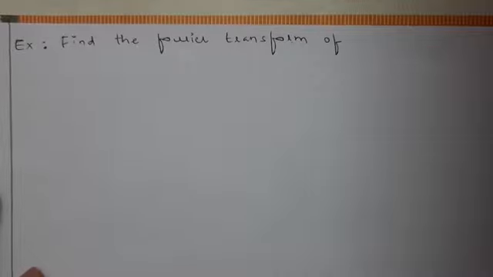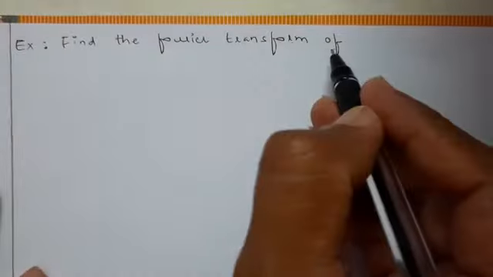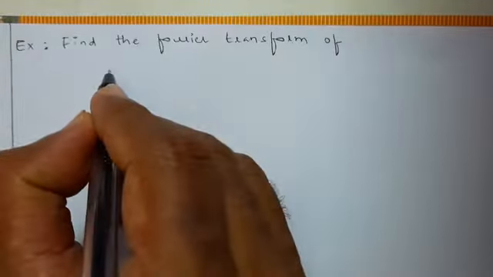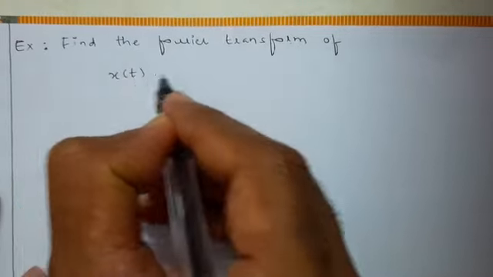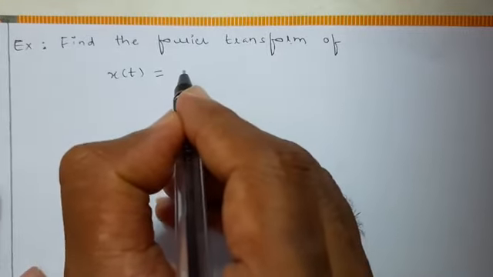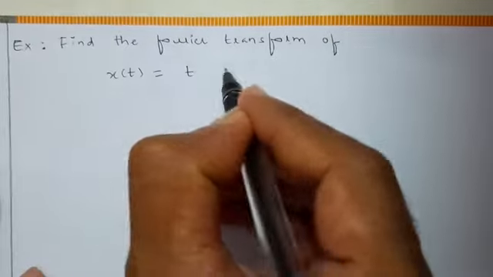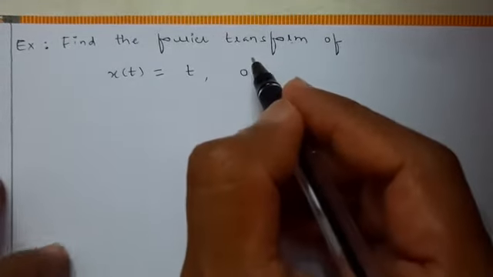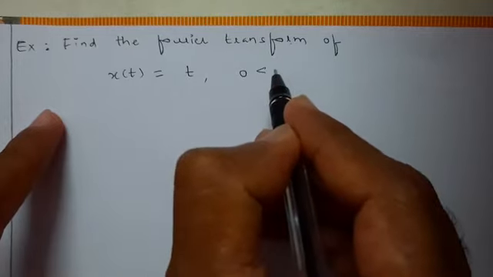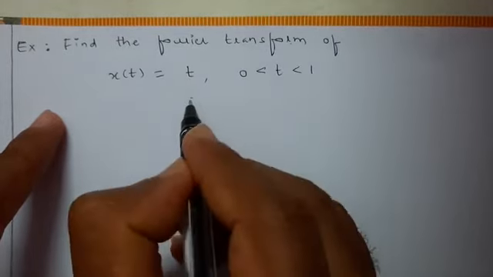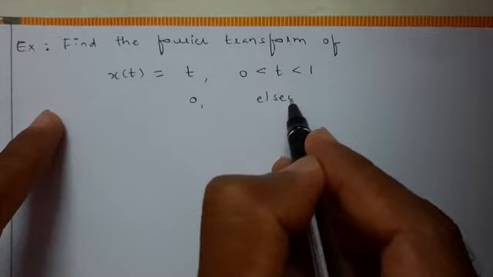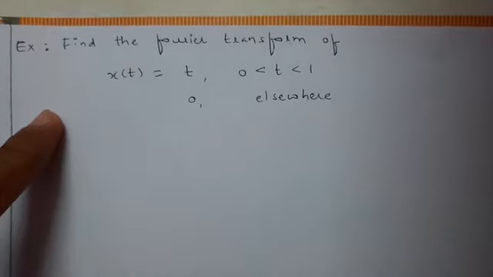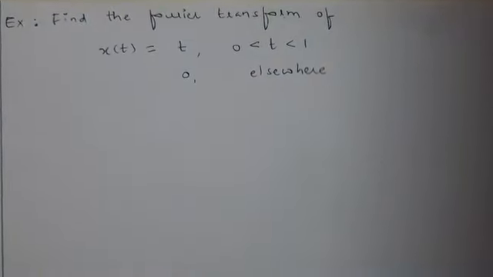So next we will go for the example. Find the Fourier transform of x of t is equal to t, which is t lying between 0 to 1 and 0 elsewhere.